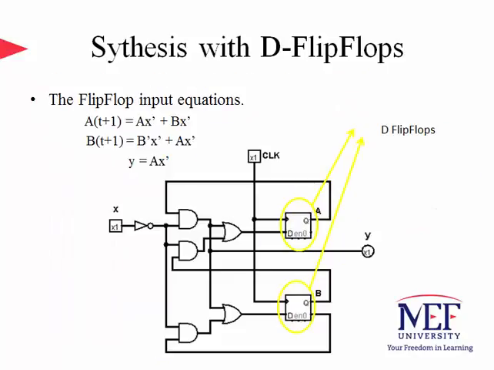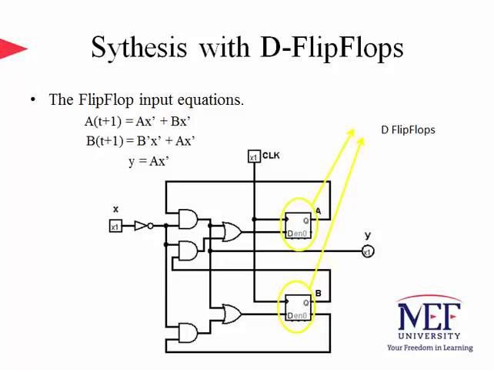Using kernel maps and function simplification techniques we previously covered, we can obtain the flip-flop input state equations as shown. A(t+1) equals AX' plus BX', B(t+1) equals B'X' and AX', and Y, the output, equals AX'. I avoid using A(t) and B(t) to simplify the notation. By completeness, you can include them in your expressions. Please verify that they are correct by drawing the kernel maps and finding essential prime implicants.